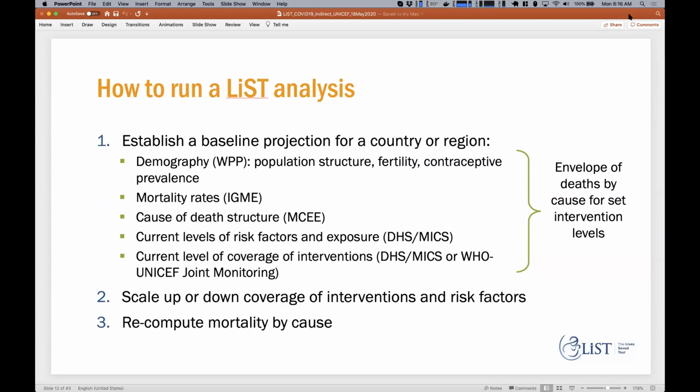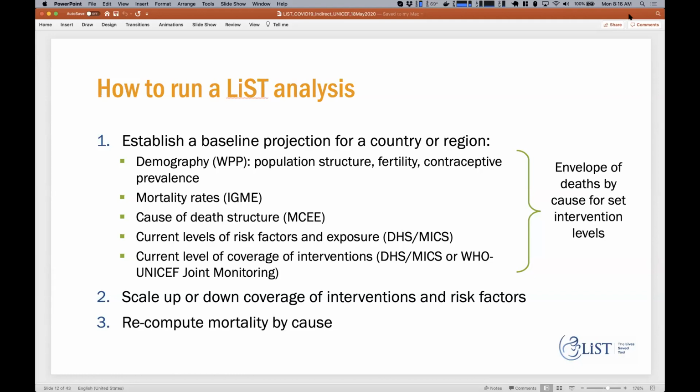So how does the LiST analysis actually run? You start by creating a baseline projection for a country or region. This is essentially your known health status for the country in a given year. That baseline projection is based on the demographic structure for a country, and we pulled that from the World Population Prospects. For child mortality, we pull our mortality rates from IGME and partition deaths by cause using MCEE data.